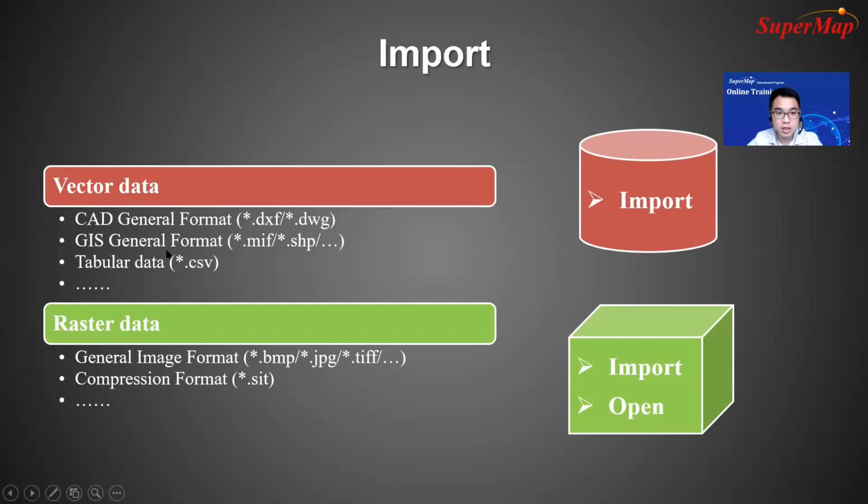For the vector data, you can input in our platform several formats, and later we will have a list to show you all the formats we support. And then we also support inputting raster data, like TIFF and JPG or other satellite images. Also for the raster data, we support opening directly. So this is for these two formats.